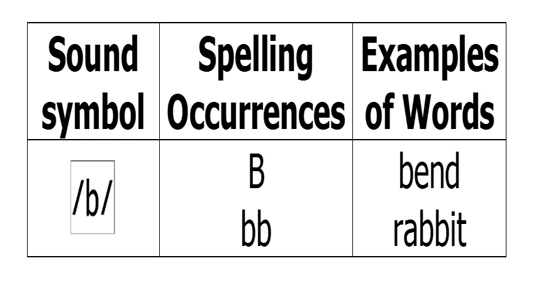This sound is pronounced B. It can be got from B or BB in spellings. So we have bend, rabbit.